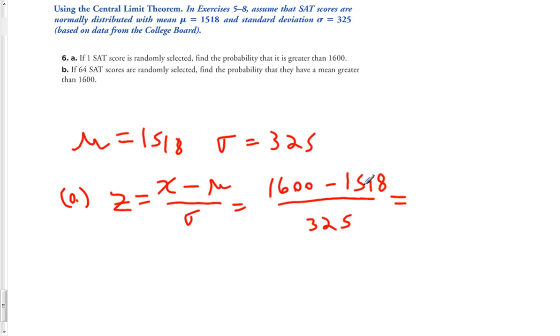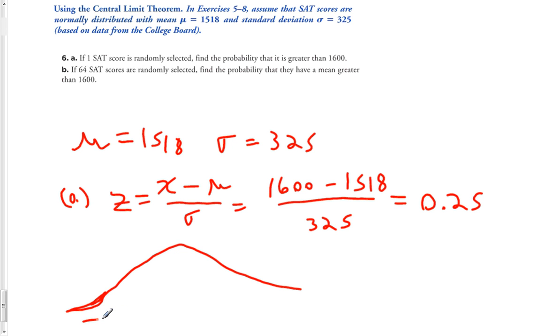So let's see. We're going to find this z-score. The z-score here is going to be 1600 minus 1518, and we're going to divide that answer by 325. So we get a z-score of 0.25.